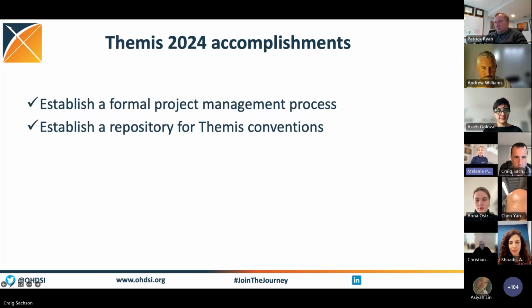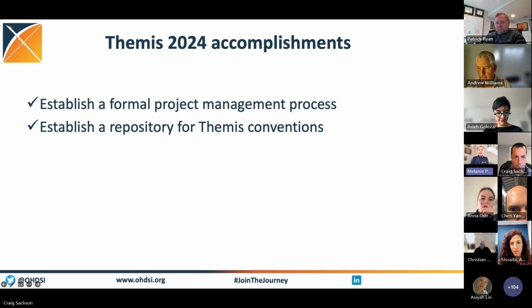Next slide, please. So quickly, in 2024, we had two major accomplishments. We established a formal project management process. Our project management board is out on Themis GitHub, under the Odyssey GitHub, and you can see where all the issues are and what part of the process they are. And then for the ratified issues, we now have a convention library, a Themis convention repository. It's a github.io site, which is also out there available for everybody to peruse.